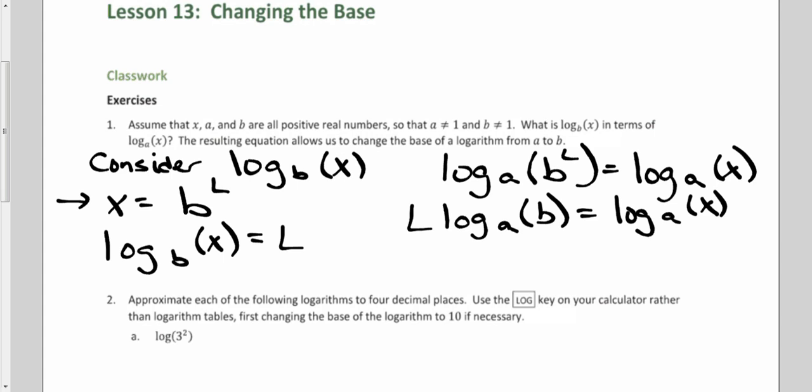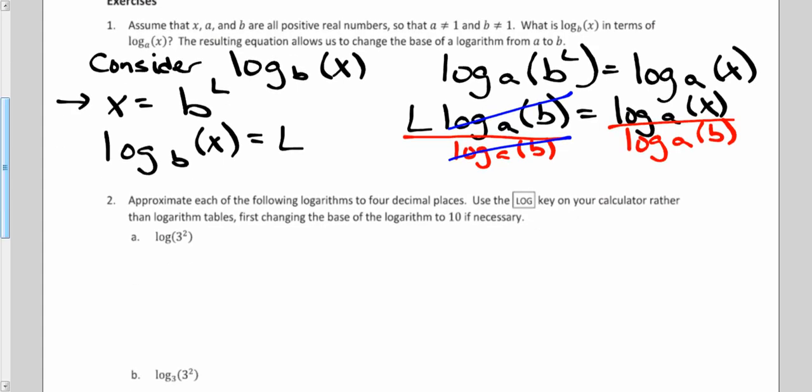And now I am going to solve for L by dividing by log base A of B, and divide this side by log base A of B. On the left-hand side of my equation, the log base A of B's cancel out, and then I get, this is where I'm going to borrow some space from down here. I'm going to say L equals, and remember, L is the same thing as log base B of X, right?